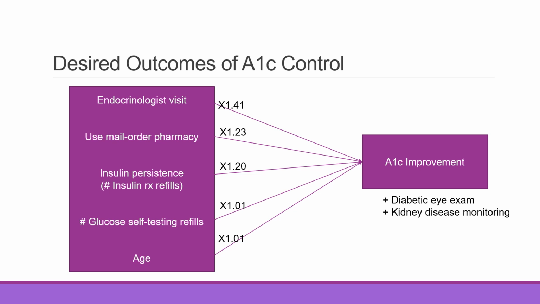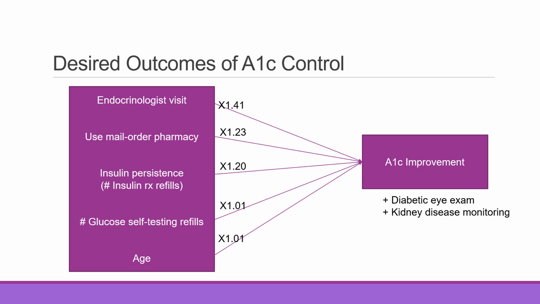Based on the literature, it suggests that the hazard ratio, or in this case the benefit ratio, of visiting the endocrinologist has the largest impact in improving A1C. The next one is helping patients sign up for the mail order pharmacy. Potentially, this will help people continuously have a supply of medications delivered to their doorstep.